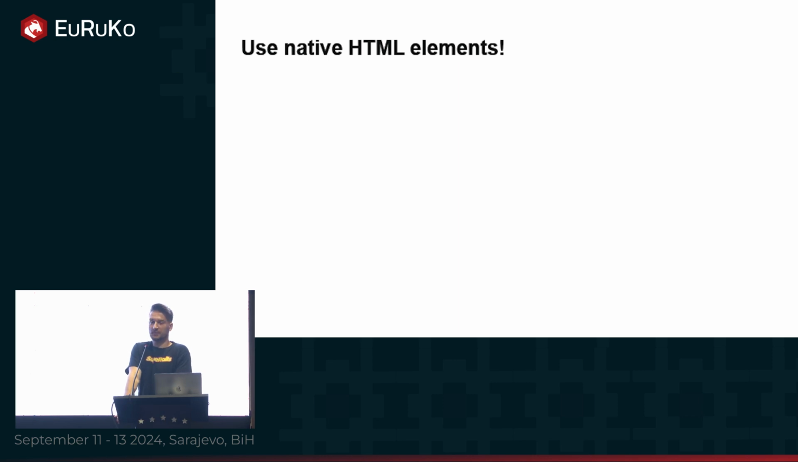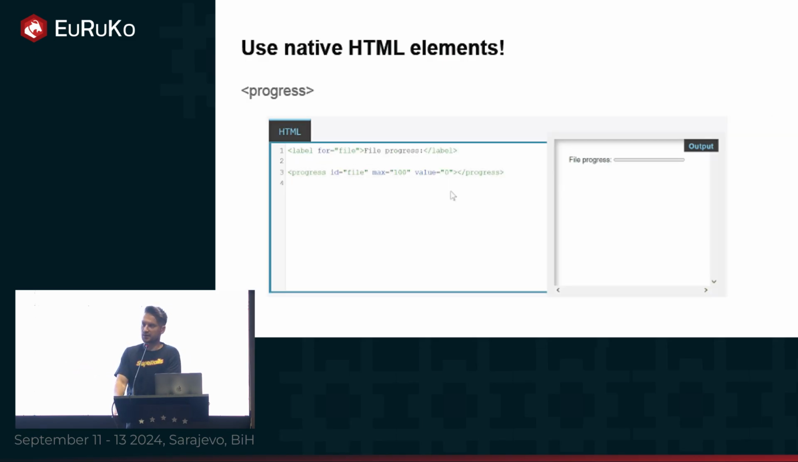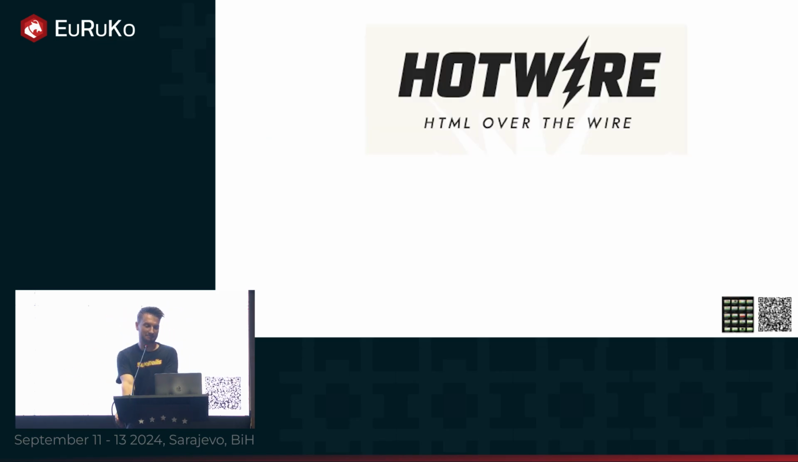And in some cases, you don't even need Stimulus, you don't need any JavaScript, you can just use native HTML elements. For example, for a dropdown, you can use the HTML details tag. It's good enough for many cases. Or for a progress bar, it doesn't have to be a div above another div. You can just use the HTML progress element.